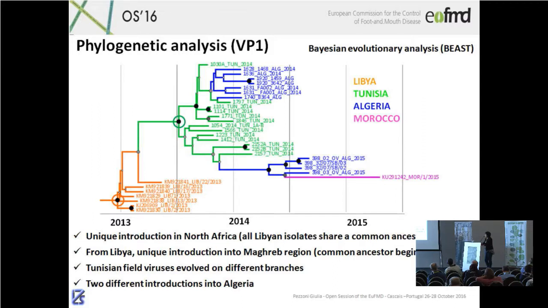In Maghreb, the viruses evolved in Tunisia, and the tree supports two different introductions in Algeria. In fact, Algerian isolates from 2014 clustered with other Tunisian isolates from the same period, sharing a common putative ancestor with high estimate posterior. On the contrary, Algerian isolates from 2015 are related to other Tunisian isolates and share a common ancestor with the Moroccan viruses isolated in 2015.